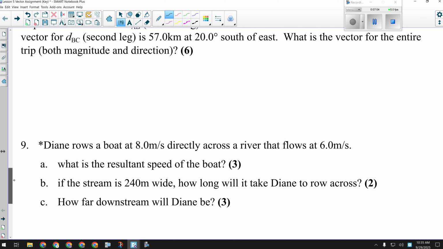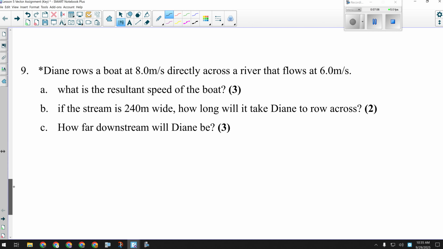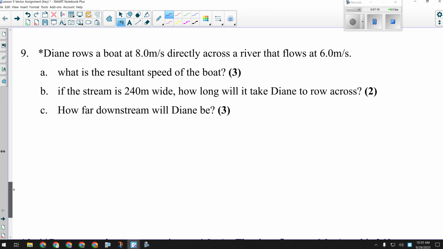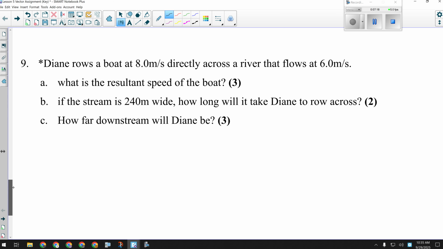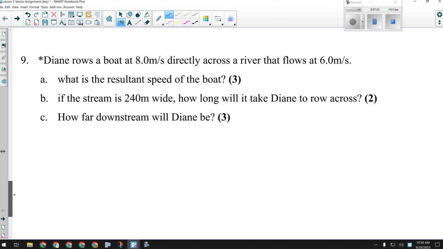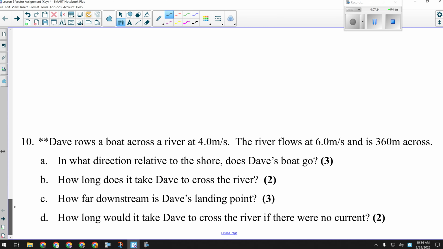Number 9 and 10 are your boat questions. Read them carefully so you know what kind of boat question they are, and just set them up like boat questions get set up. Do your calculations, show your work. Show all of your work for all of these because your work is worth marks. So 9 and 10, like I said, they're boat questions.